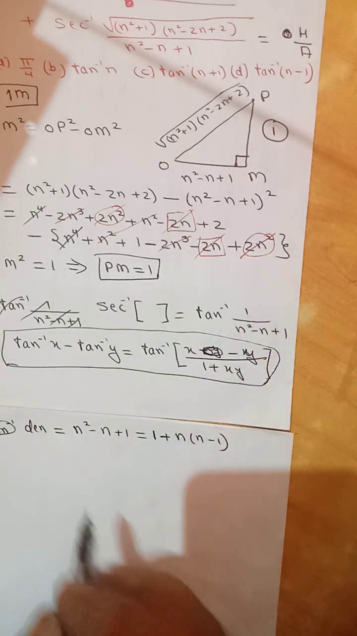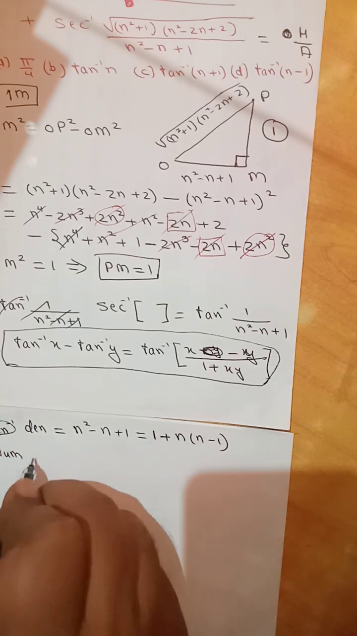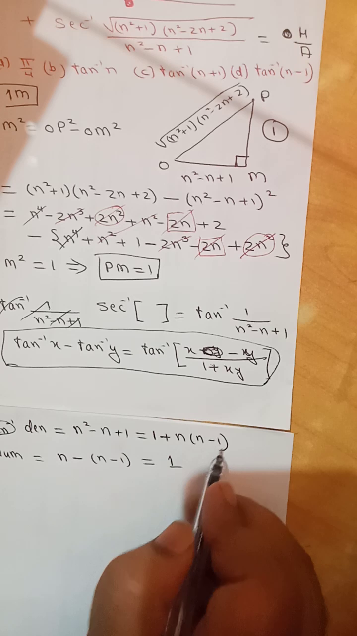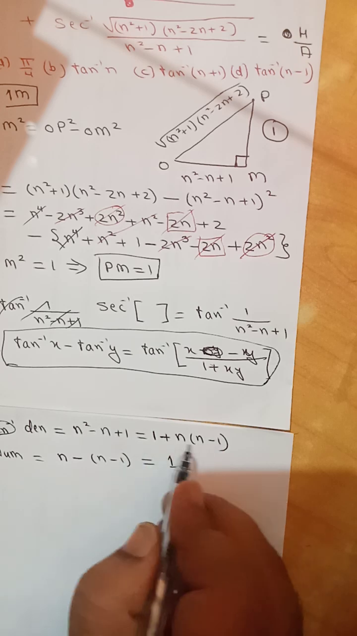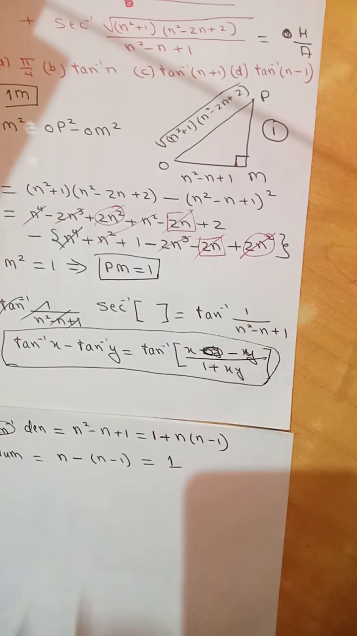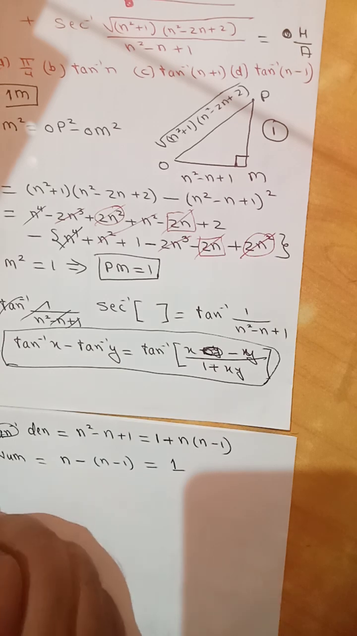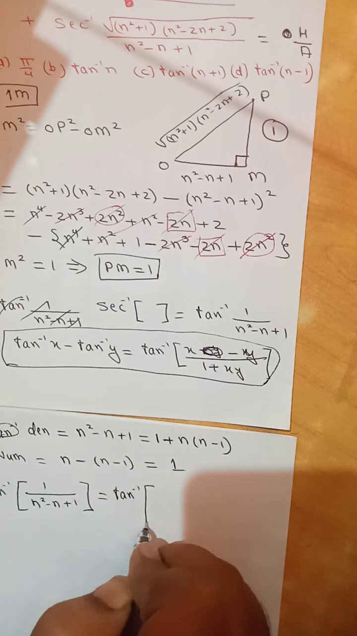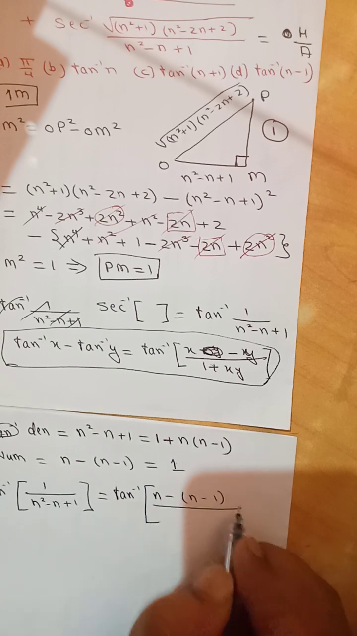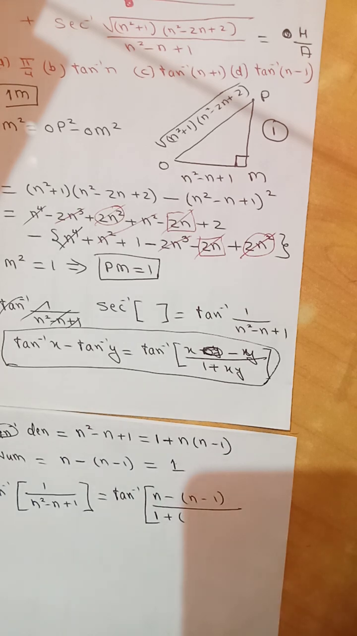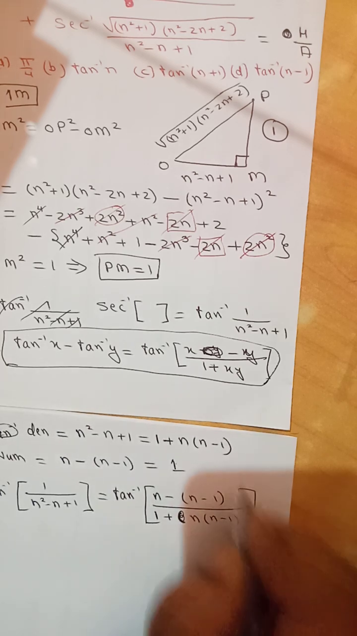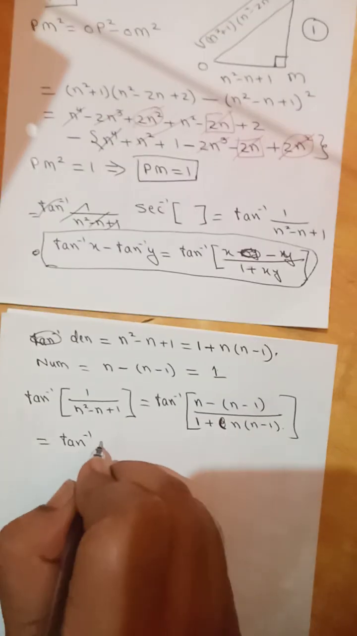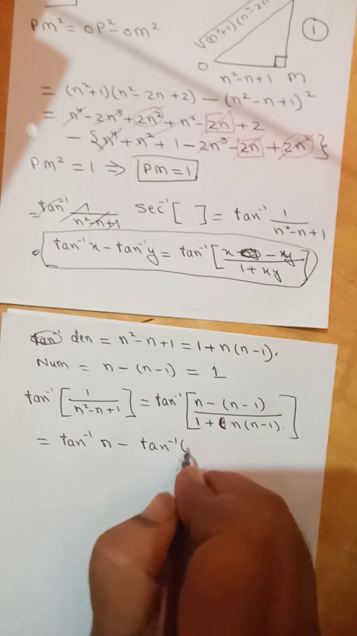In the numerator here 1 is there. See here, n minus (n minus 1) is equal to 1. These two terms are multiplied in the denominator, n into (n minus 1), and you take the difference, n minus (n minus 1) is equal to 1. So the numerator can be written as n minus (n minus 1). Therefore tan inverse of 1 by n square minus n plus 1 can be written as tan inverse of [n minus (n minus 1)] by [1 plus n into (n minus 1)], which is equal to tan inverse n minus tan inverse (n minus 1).